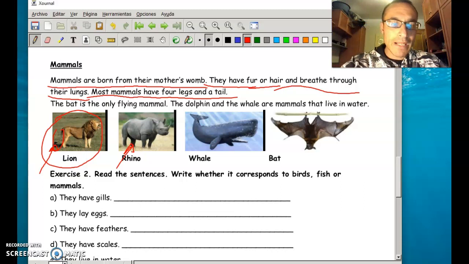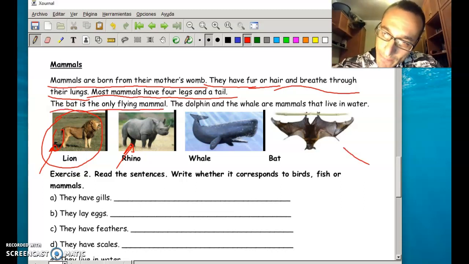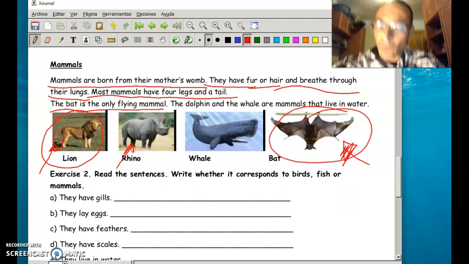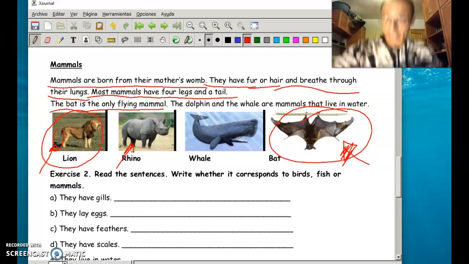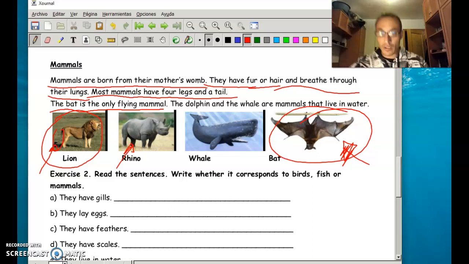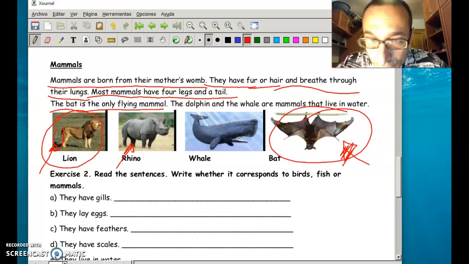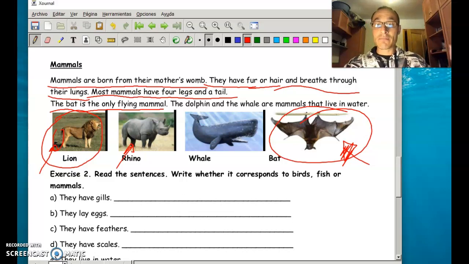Then the bat is the only flying mammal. Look at this. Well, there is one mammal that can fly, and that is the bat. Look, the bat or bats, they don't lay eggs. They are born from the mother's womb. Okay. So we can see that it is the only flying mammal, right?